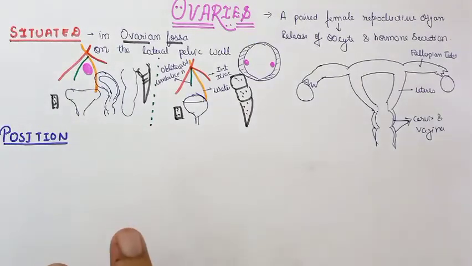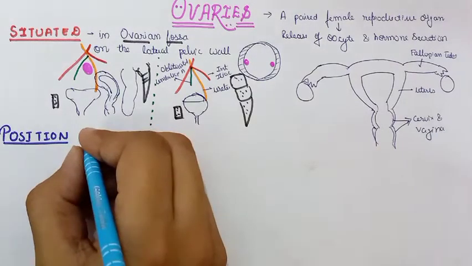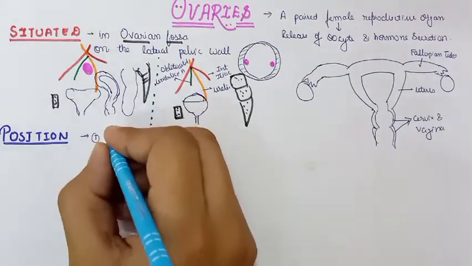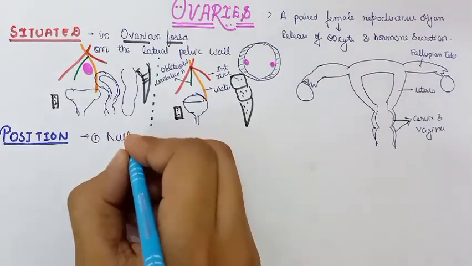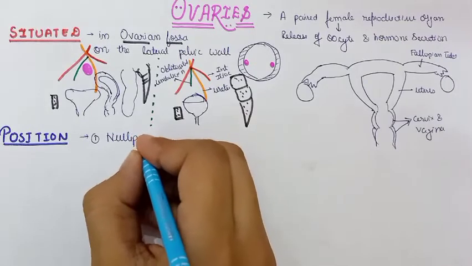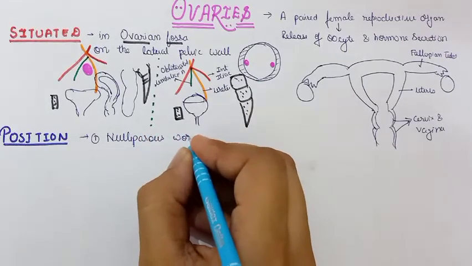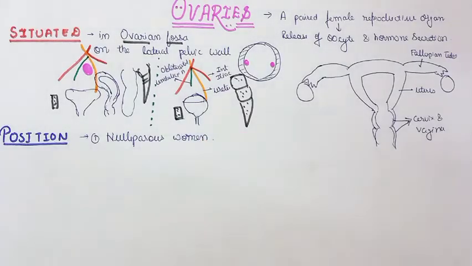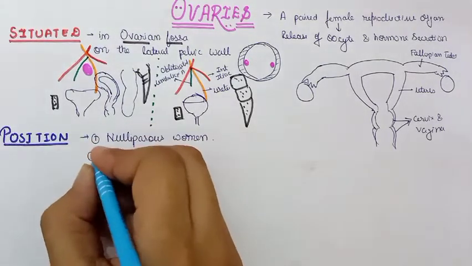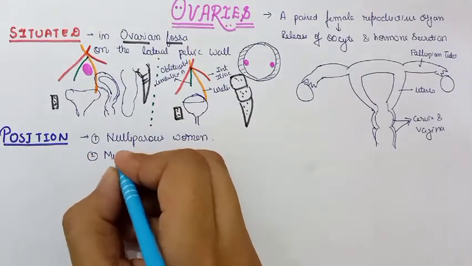So for the position of the ovaries, we will discuss two scenarios: in a nulliparous woman and in a multiparous woman. The first scenario is the nulliparous woman. What do you understand by the term nulliparous? Nulliparous means the woman has not given birth to any baby. That condition is called nulliparous, and the opposite is multiparous.